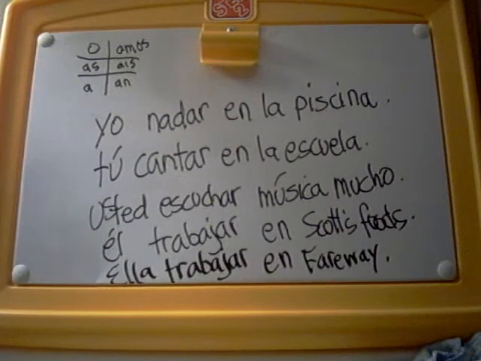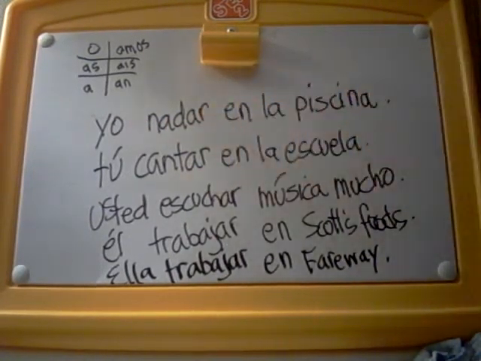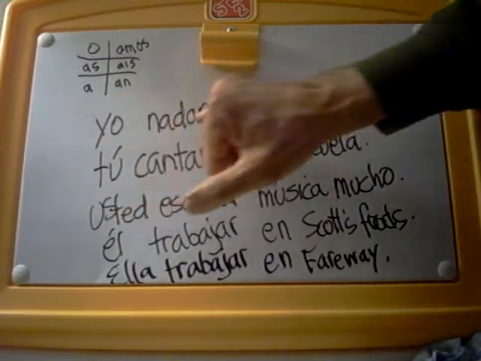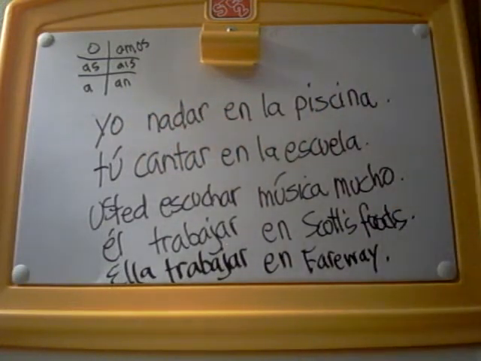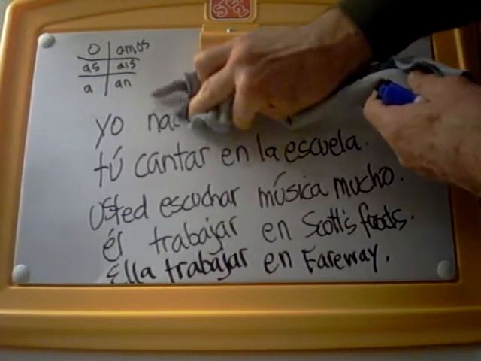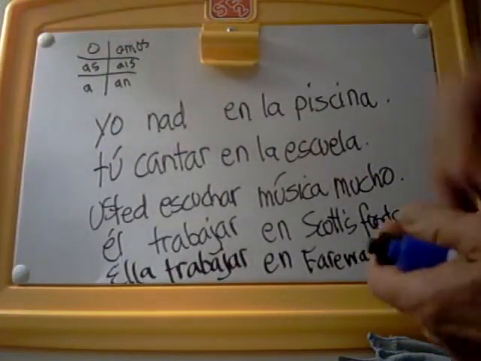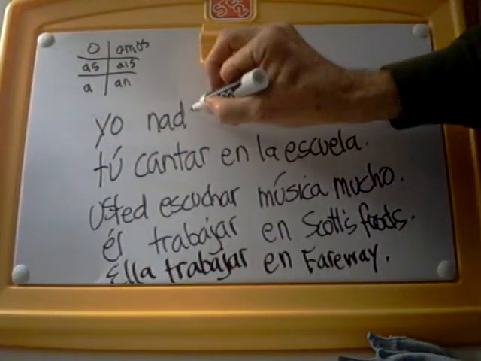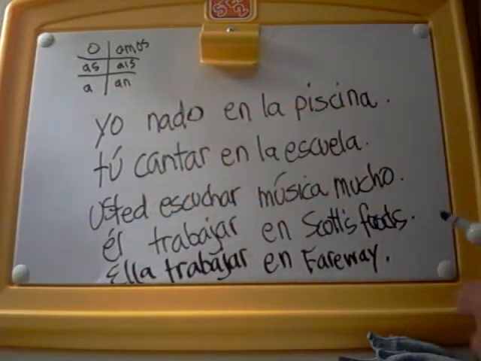So let's see how this works in sentences. Here we have a regular sentence, yo nadar en la piscina. I want to say I swim in the pool, but this says I to swim in the pool. To make this fit with yo, I have to first of all remove the AR, and then I look up here and the ending that goes with yo is O, so I'll just put an O on the end of it. Yo nado en la piscina. I swim in the pool.